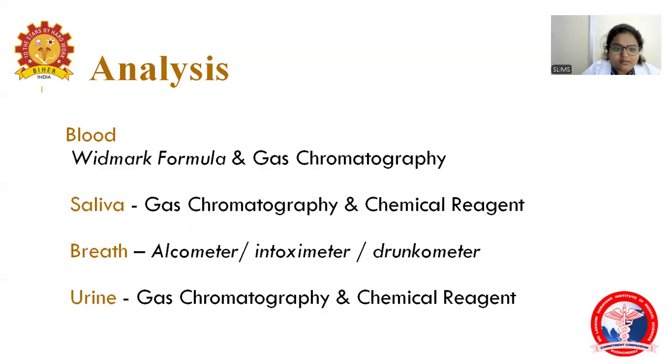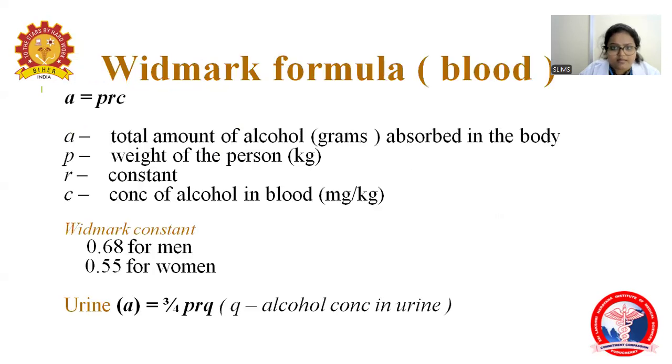Analysis. The analysis of blood is done with the help of Widmark's formula and gas chromatography, and saliva is analyzed by the use of gas chromatography and chemical reagent. The presence of alcohol in the breath is analyzed by alcoholometer, intoxicometer and drunkometer, and urine is analyzed by gas chromatography and chemical reagent.